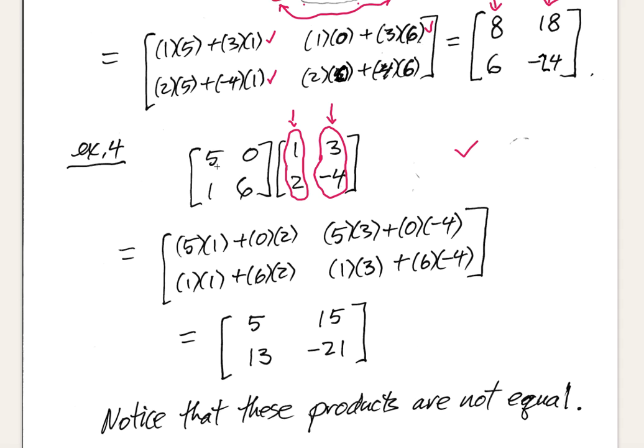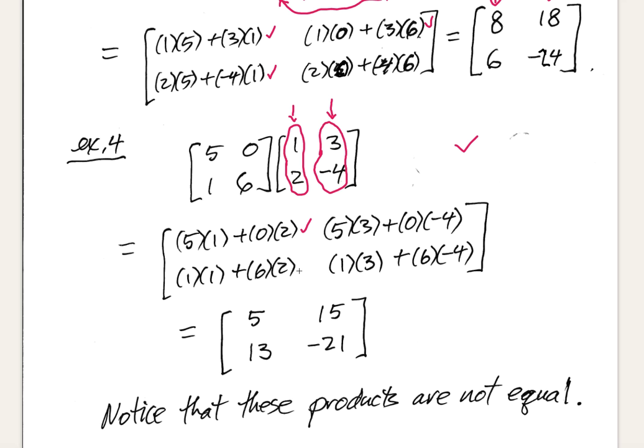Okay. So when I do this, it's going to be what? 5 times 1 plus 0 times 2, I've got there. Okay. 1 times 1 plus 6 times 2, I've got there. Okay. I guess I'll do the arithmetic real fast here. That's 5 plus 0, so that's 5. Okay. 1 and 12 is 13. Okay. Now I'm going to multiply with the 3, negative 4. So that's going to be 5 times the 3 plus 0 times the negative 4. Check. Okay. And then it's going to be what? 1 times the 3 plus 6 times the negative 4.